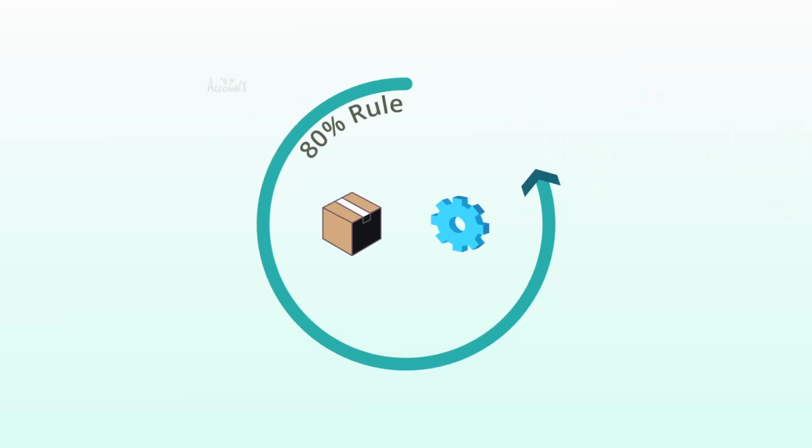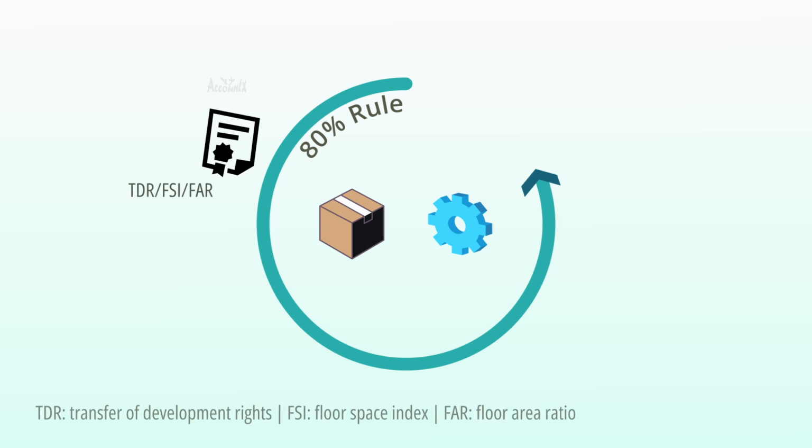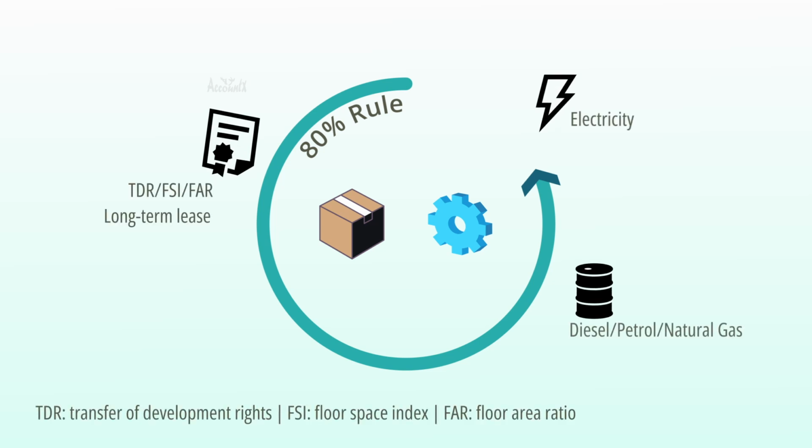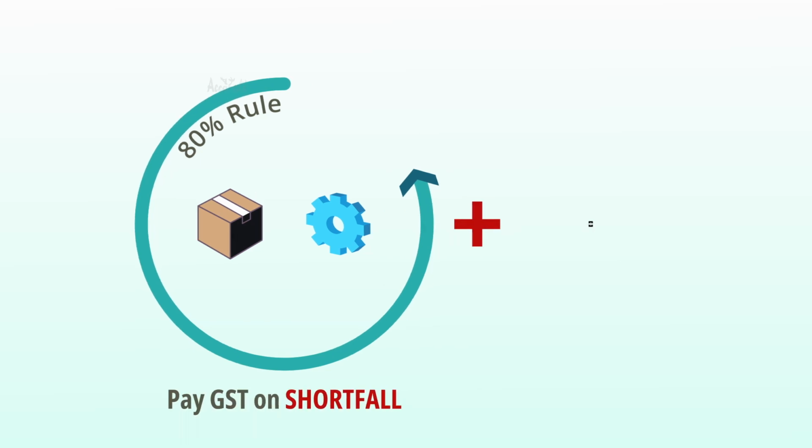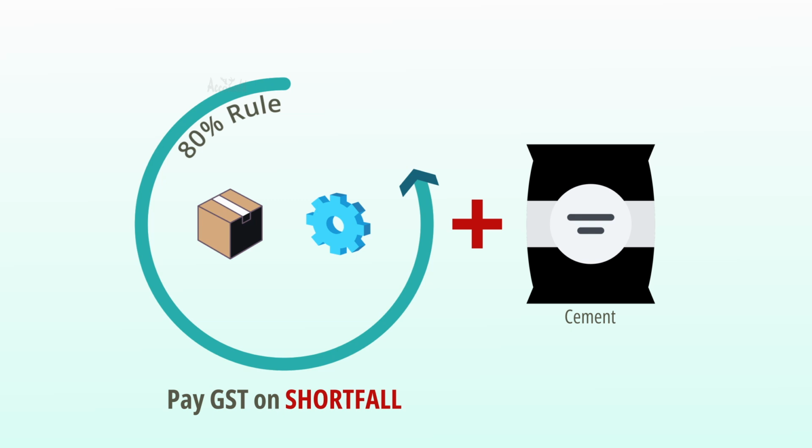And this does not include certain items like TDR or FSI, also known as FAR, long-term lease, electricity, diesel, petrol and natural gas. So the moment you don't meet this threshold of 80%, you have to pay GST under RCM on the shortfall. Plus, if you procure cement from unregistered supplier, you'll have to pay GST on 100% value of the cement. Let's understand this with another scenario.